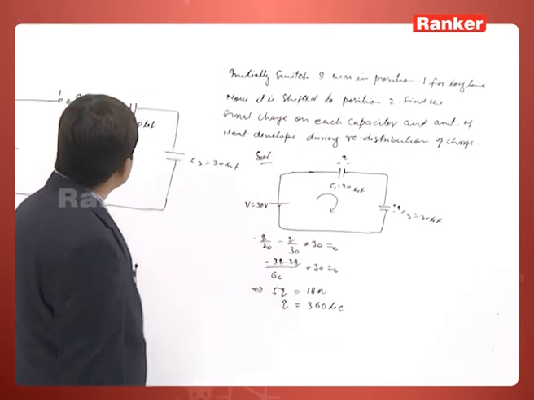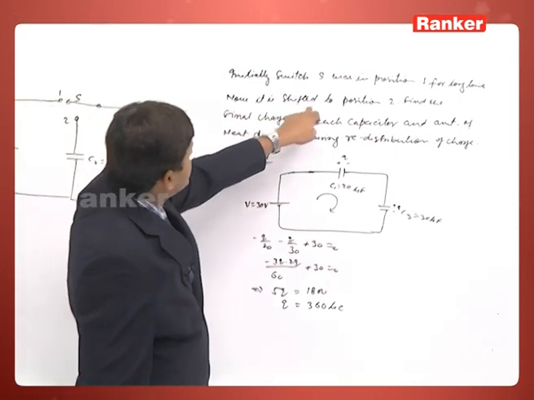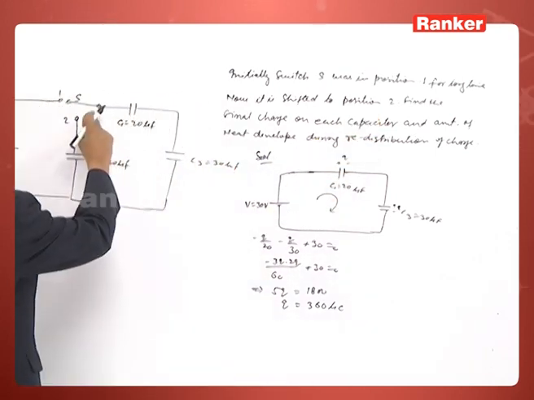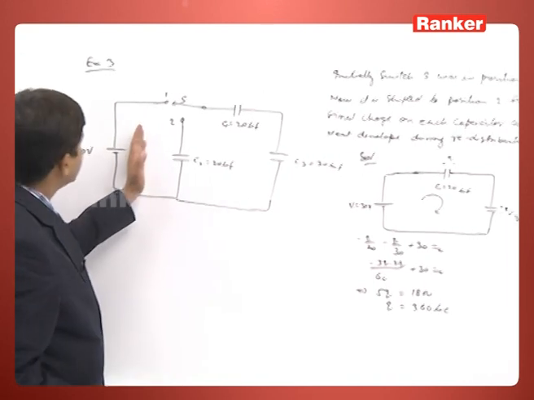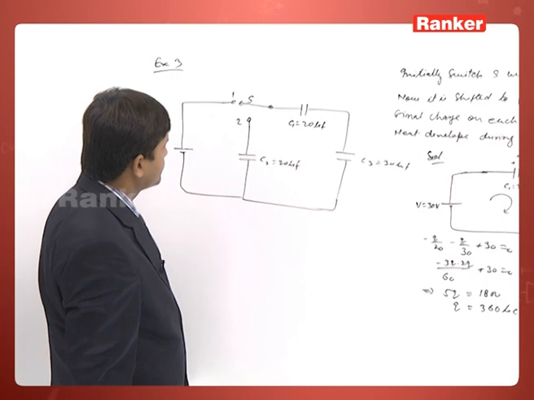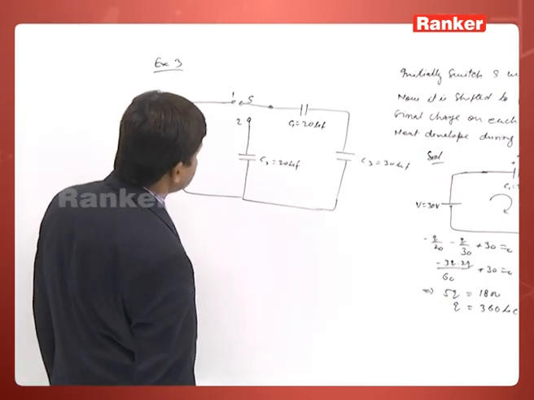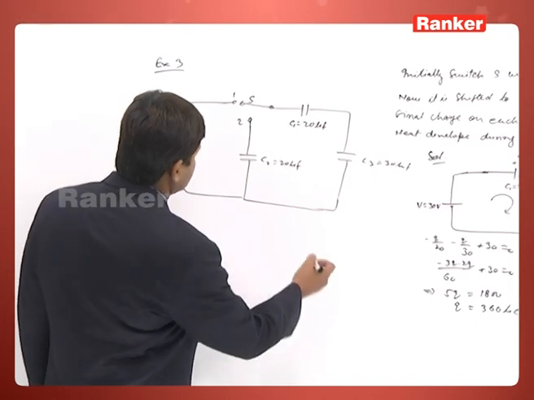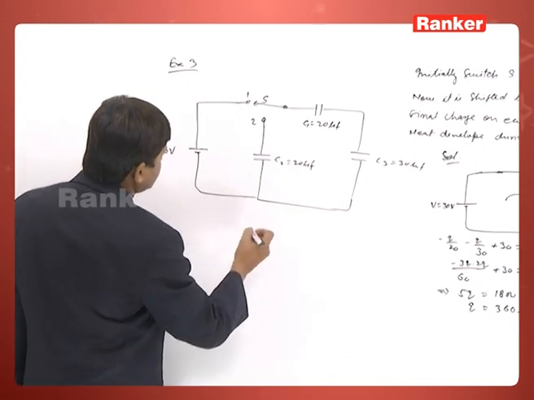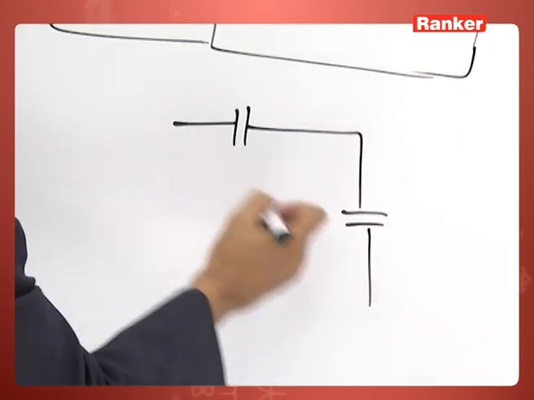Now in the second part they are saying the switch is shifted to position 2. Now the switch is shifted to position 2, and they are removing the battery from the circuit here. Then see how to get this one. When the switch is shifted to position 2, see the new diagram. The new diagram will be like this.